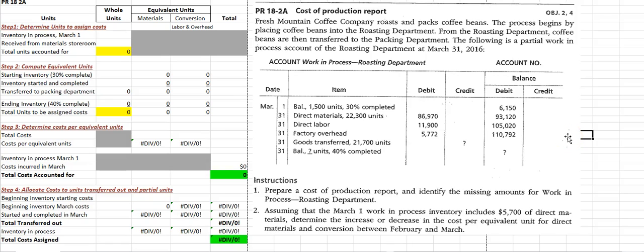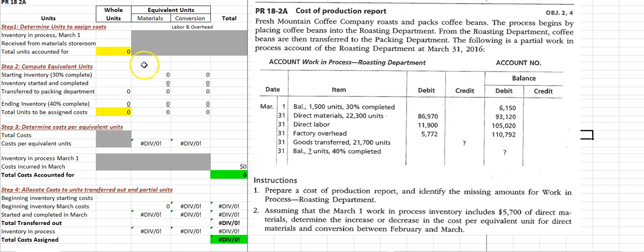Okay, so in this problem, I'm going to talk a little bit about preparing a cost of production report. A cost of production report is necessary to allocate the cost for the month from a specific department to the different units that were produced for that month.